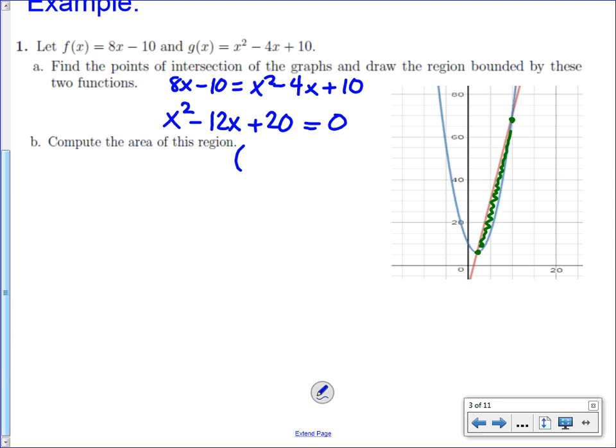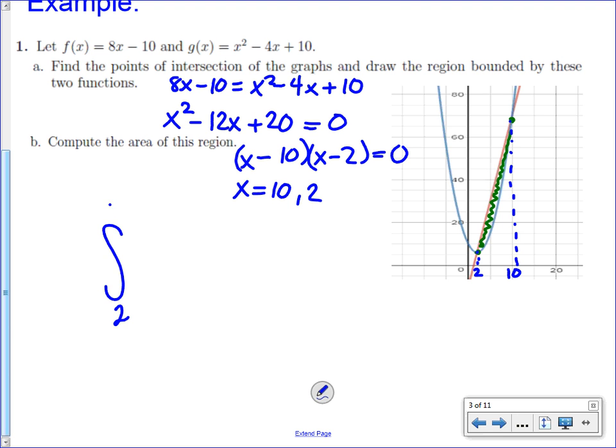All right, let's try factoring. We're looking for factors of 20 that add to negative 12. That would be negative 10 and negative 2. So we get x equals 10 and 2, or basically we can tell that this is at 2 and this is at 10 along our x-axis, okay? And that also gives us the limits of integration. So we're going to integrate from 2 to 10, and then we just have to make sure that we set it up as upper minus lower.